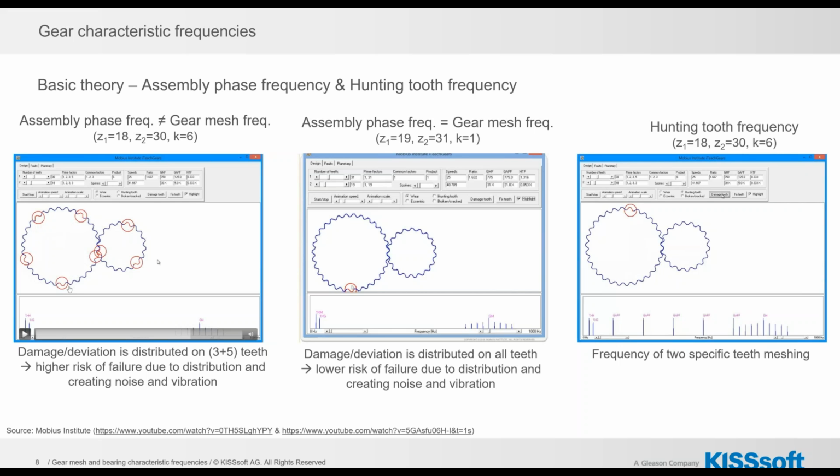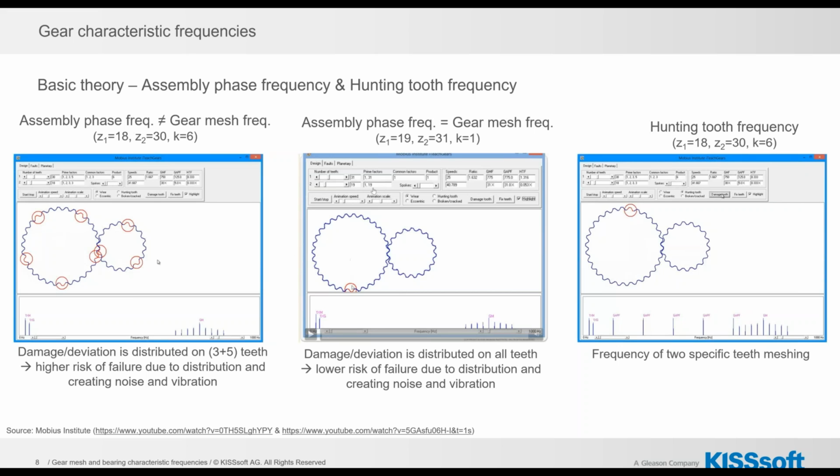Therefore, from the assembly onwards, only these 3 or 5 teeth are in contact. So if we imagine that on one tooth some damage or deviation would occur, it would transmit only to those 5 teeth. Therefore, this can lead to a higher risk of failure and uneven distribution, creating noise and vibration.